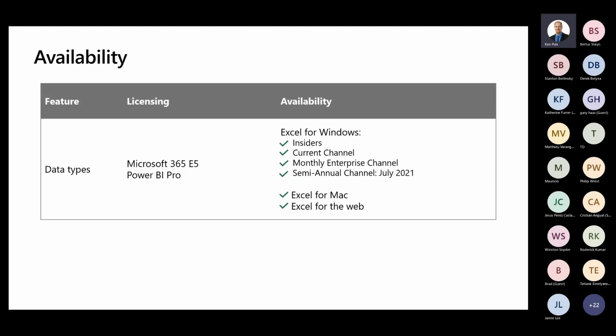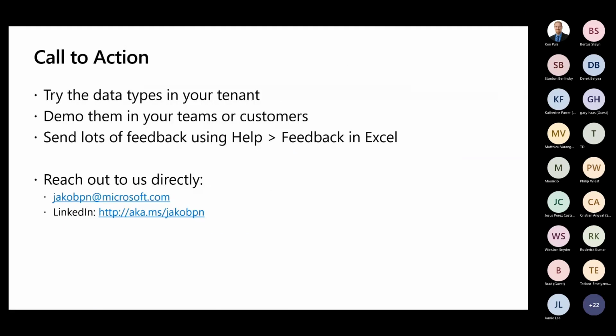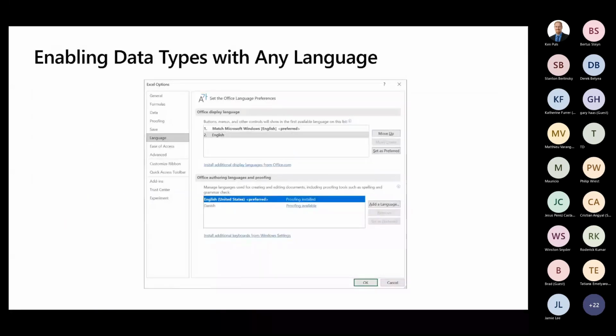To wrap it up, one thing to be aware of is for stocks and geography, you need to have one of your proofing languages installed to be English. So if you're, for example, running with a French version of Excel for some reason, then English needs to be in there as a proofing language as well.